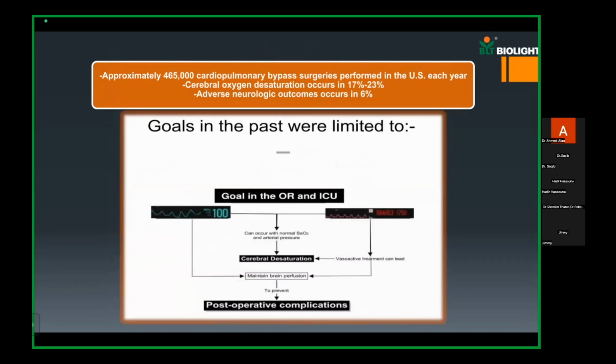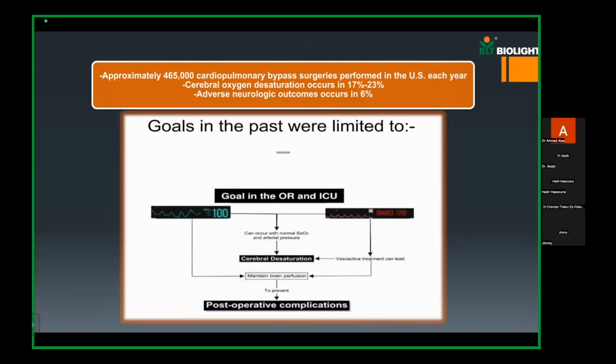Here is an interesting morbidity statistical review. Approximately 465,000 cardiopulmonary bypass surgeries are performed in the US each year. Cerebral desaturation occurs in 17 to 23%. Adverse neurological outcomes occur in 6%.